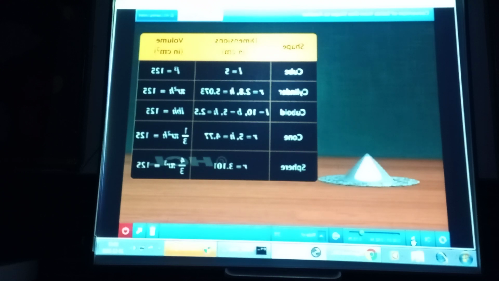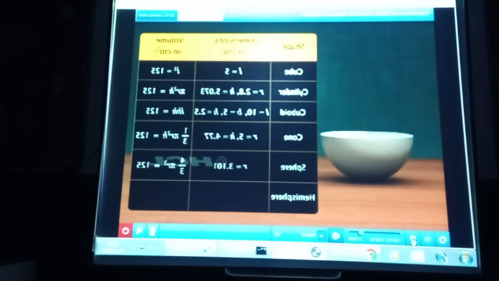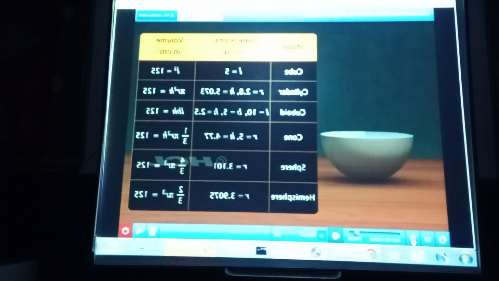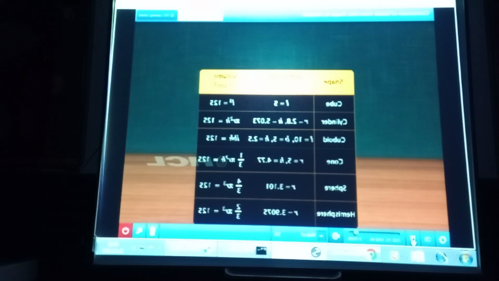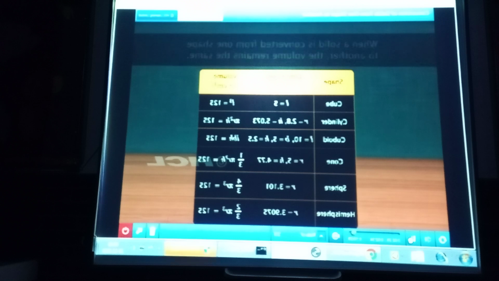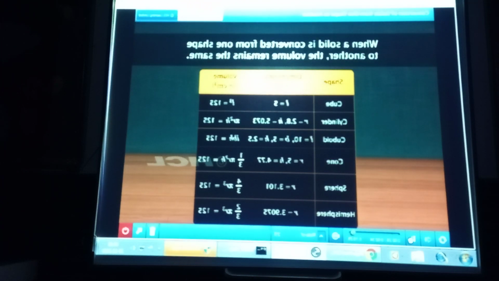And a hemisphere is formed, and so the volume remains the same. The radius of the hemisphere is 3.9075 centimeters approximately, and hence its volume is around 125 cubic centimeters. As you can see from the table, the volume remains the same even though the shape changes. Thus, we can say that when we convert a solid from one shape to another, without loss or wastage, the volume remains the same.